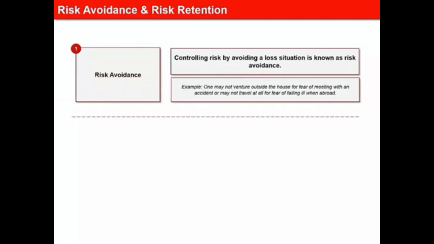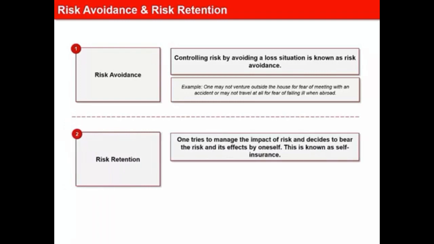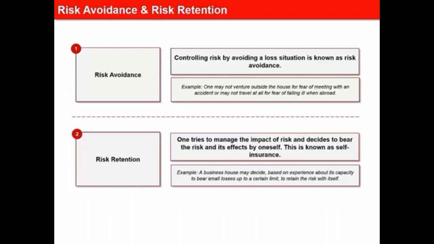For example, one may not venture outside the house for fear of meeting with an accident, or may not travel at all for fear of falling ill when abroad. The next method of risk management is risk retention, in which one tries to manage the impact of risk and decides to bear the risk and its effects by oneself. For example, a business house may decide, based on experience about its capacity to bear small losses up to a certain limit, to retain the risk with itself.